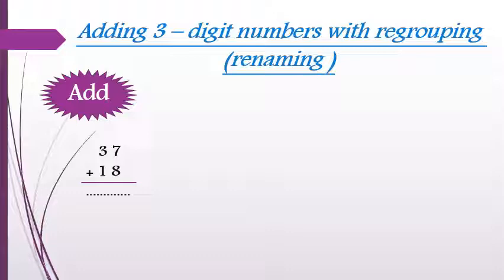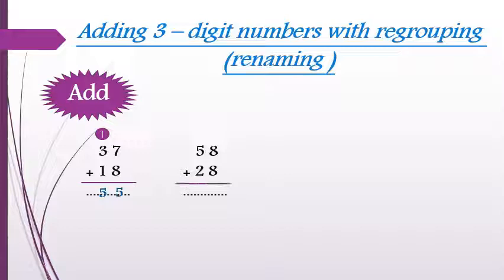So I will rename 15 ones as 5 ones and 1 ten. So I will carry up 1 over tens. Then add the tens. 1 plus 3 equals 4, plus 1 equals 5. Then the result will be 55.